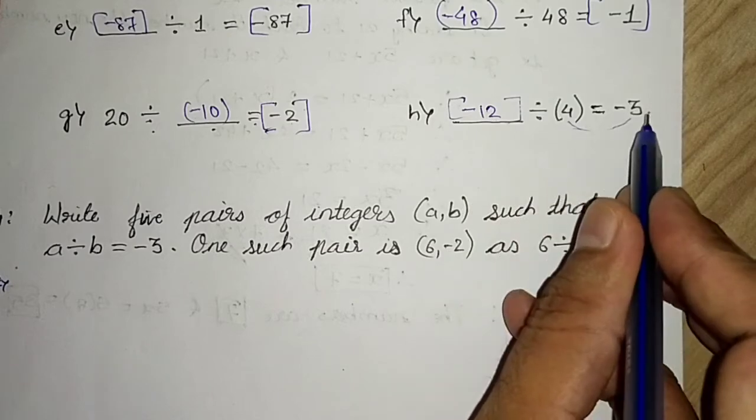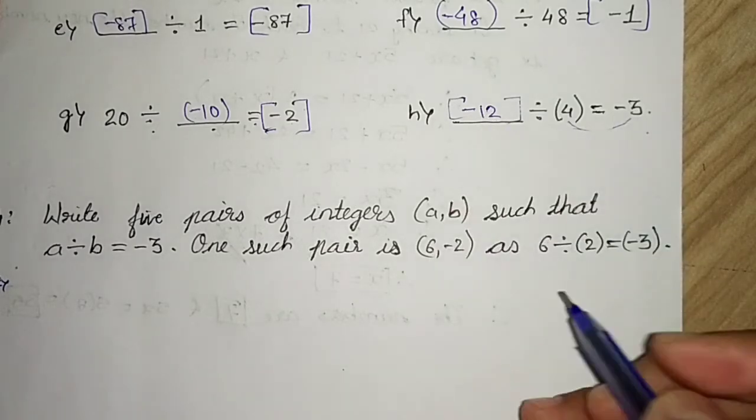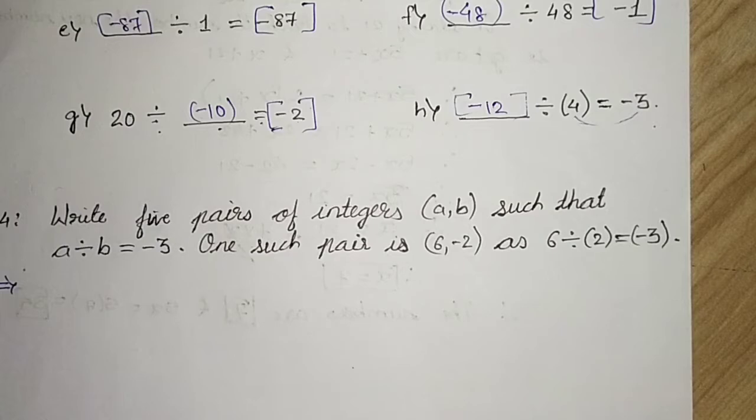12 divided by 4 is 3 and minus will be carry forward. So it was a very easy part. Now let us solve question number 4.